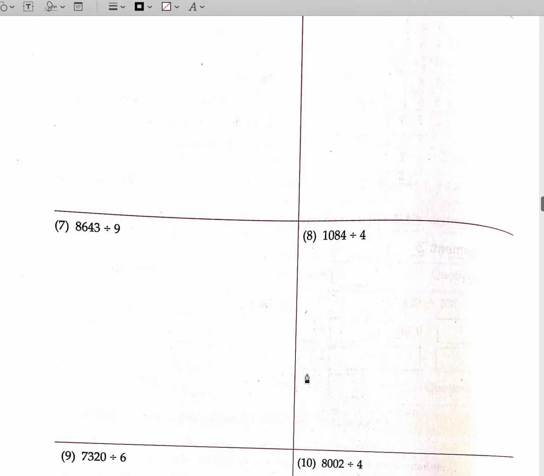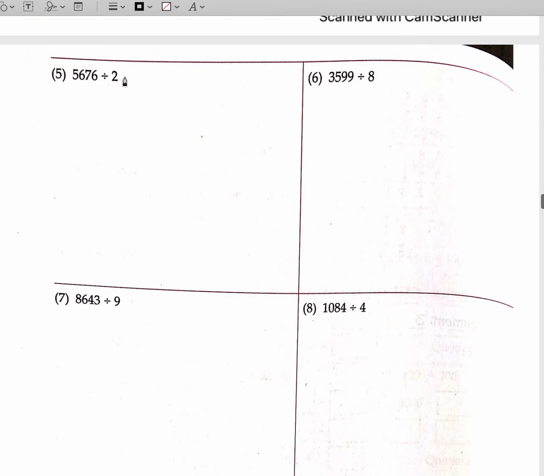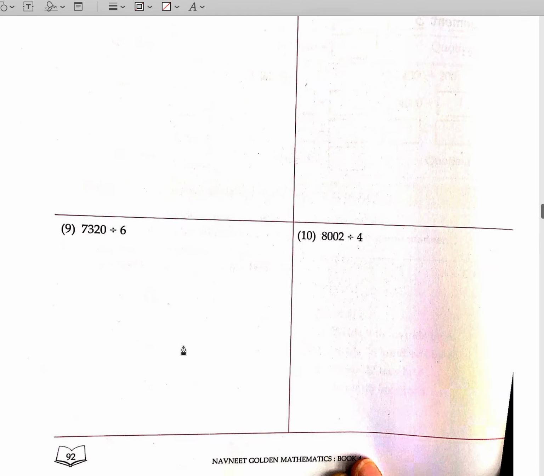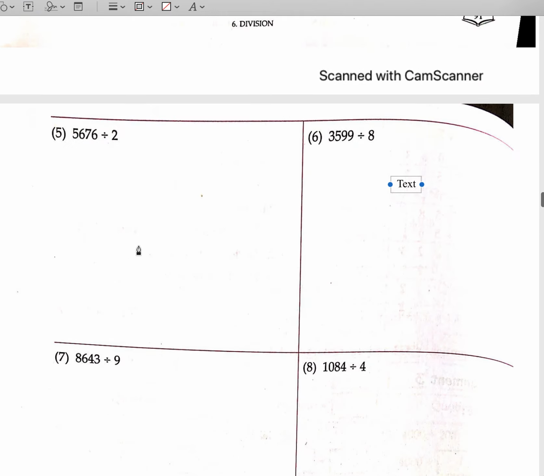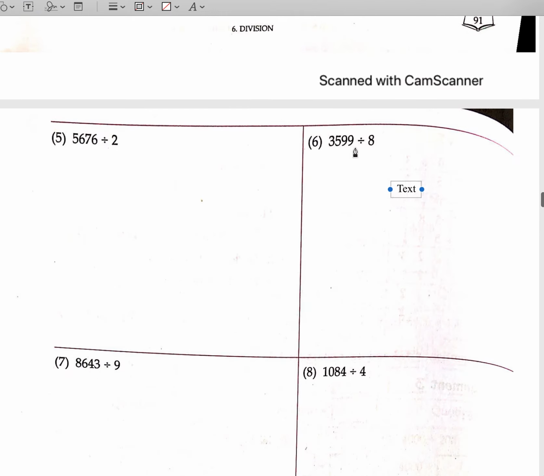Now we'll do 2 more of these sums, which is the 6th one and the 9th one. So 3599 divided by 8.